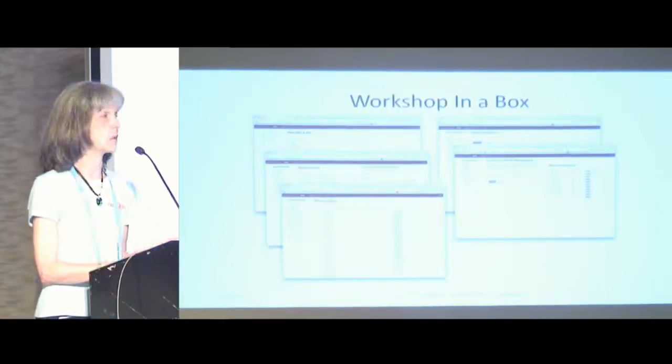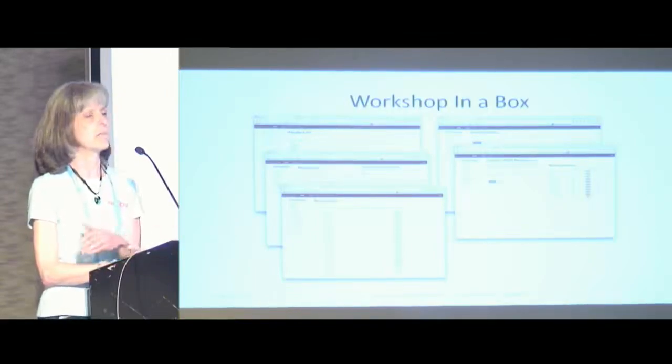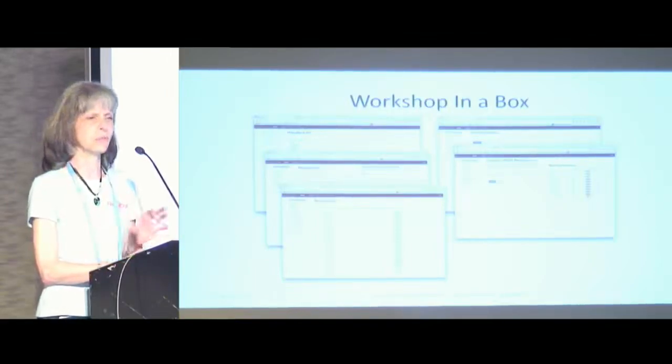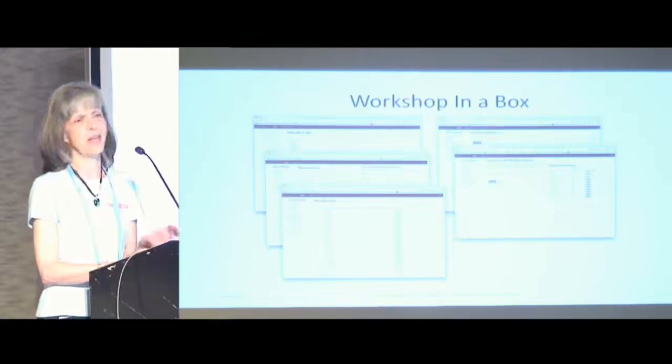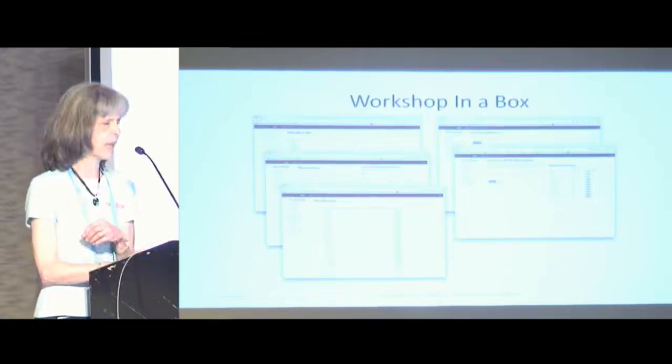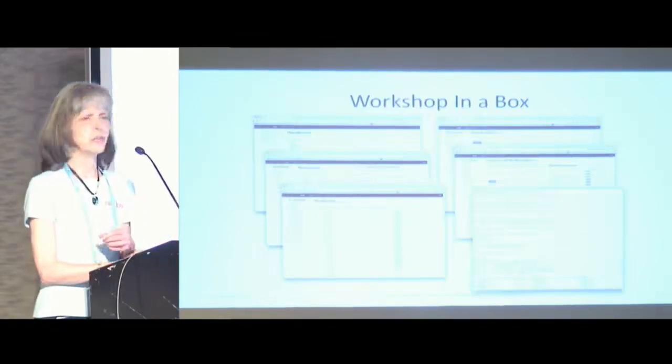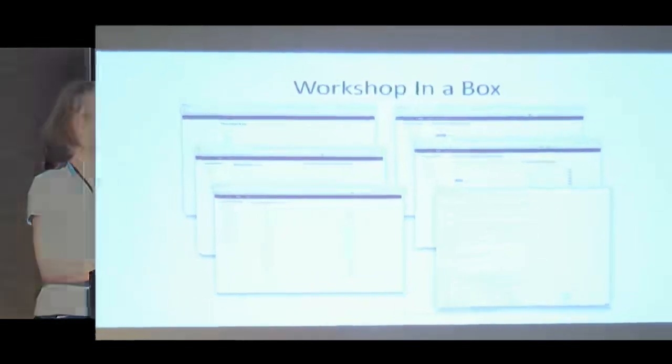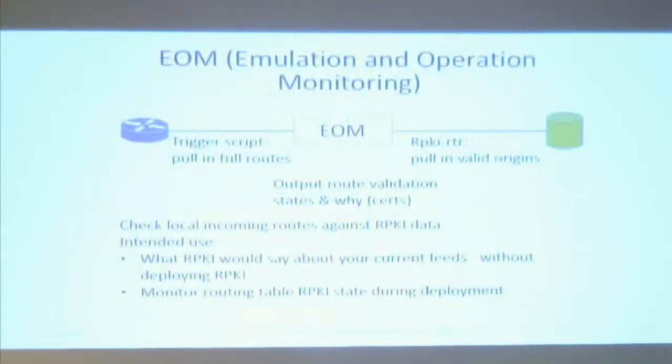Sometimes when you create a ROA, you create one announcement ROA authorization, and then other things become invalid. And then you can log into the routers and see what the impact is. You can try to hijack the other students' prefixes and see what the impact would be. On to the emulation and operation monitoring.